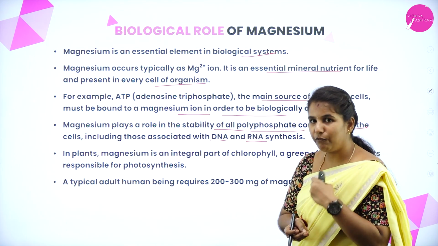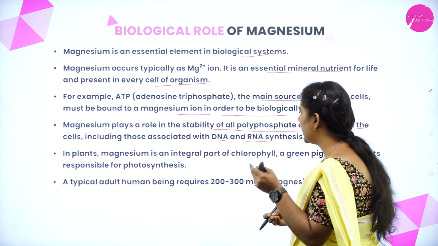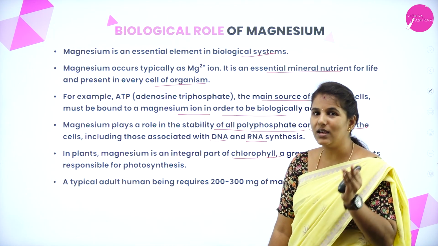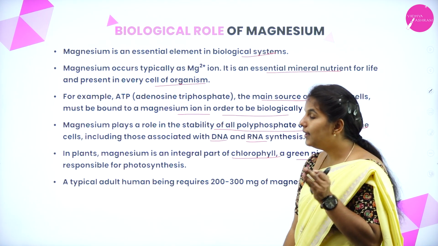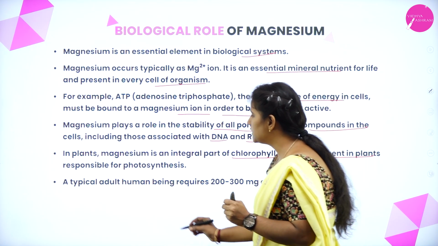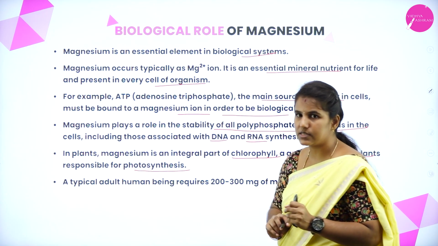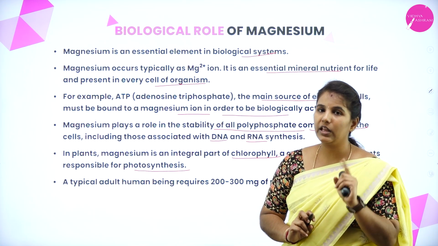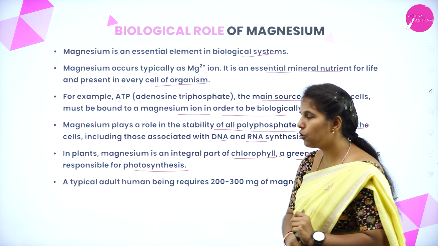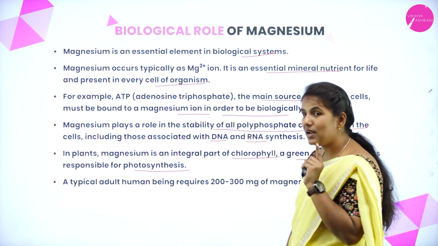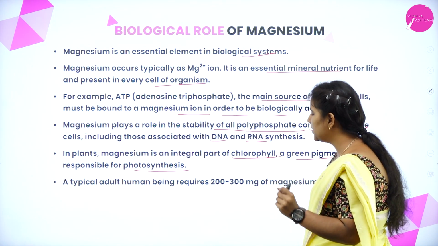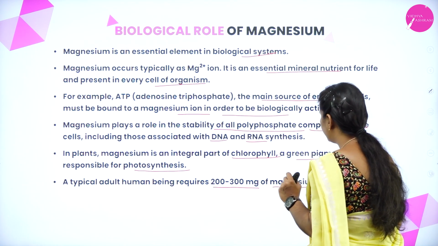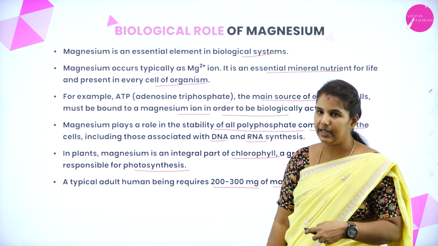In plants, magnesium is an integral part of chlorophyll, and chlorophylls are the green pigments found in the leaf of the plant, which are responsible for photosynthesis. So, in plants as well as in animals, magnesium plays a very important role. Typical adults require around 200 to 300 milligrams of magnesium daily.